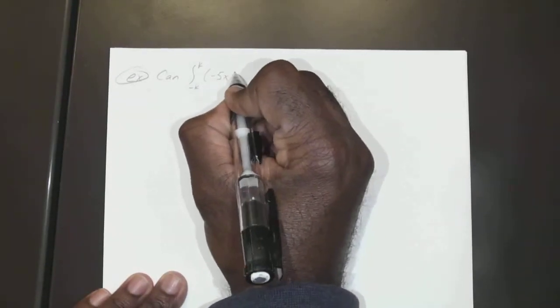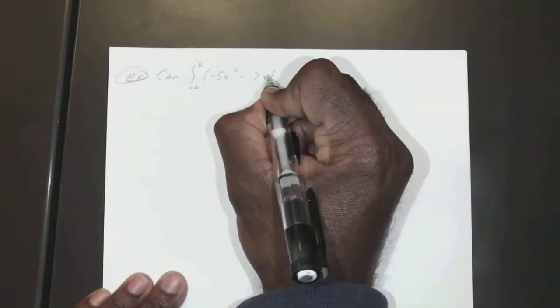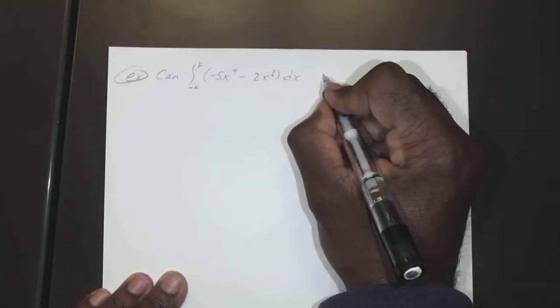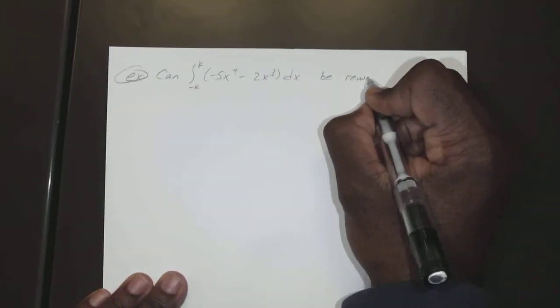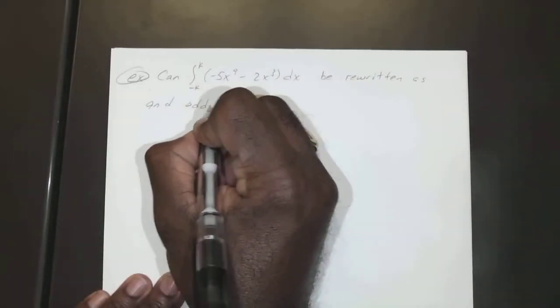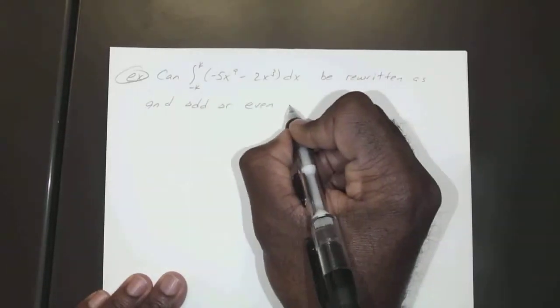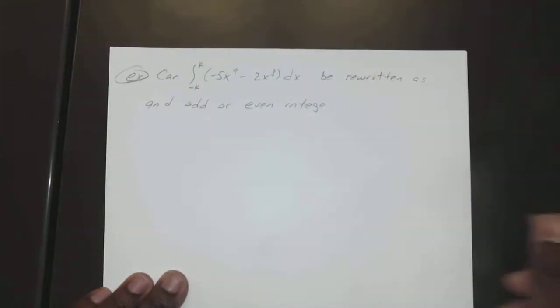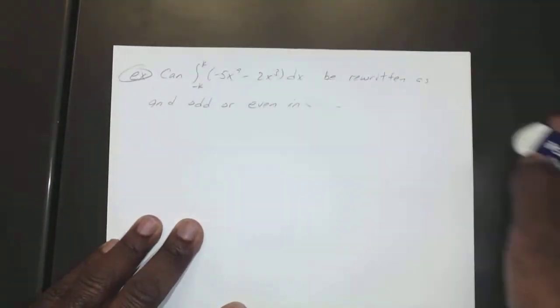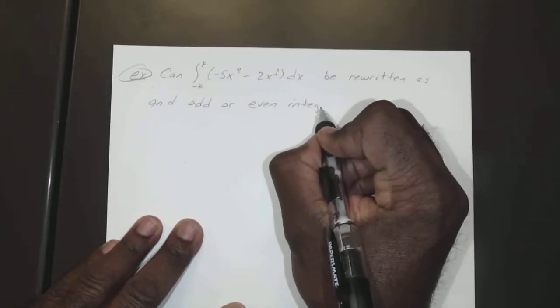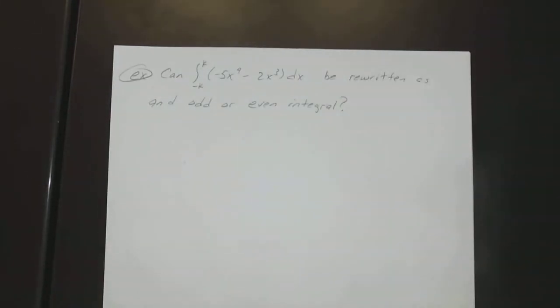Okay, so let's say, for example, can the integral from negative k to k of negative 5x to the 9th minus 2x to the 3rd be rewritten as an odd or even integral? And really, if you look at your exponents, that'll be kind of the giveaway.